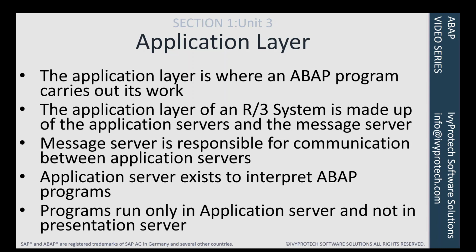The application layer of an RT system is made up of application servers and a message server. For example, the application layer consists of one message server, and you can have multiple application servers in that configuration. Each application server will have some physical limit. For example, let's say you have configured your application server with 32 GB RAM, and there is some processor configuration, hard drive configuration. Based on your hardware configuration, it can take only a certain amount of load, right?